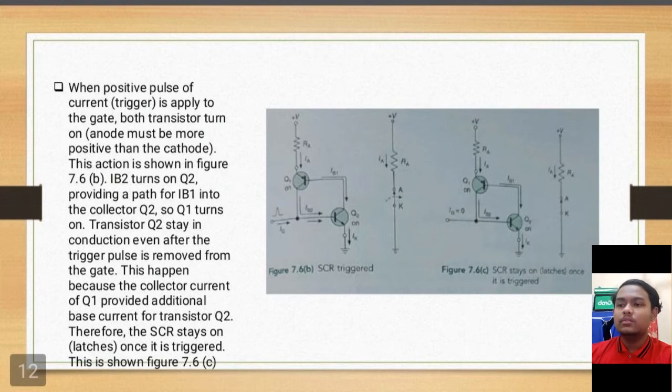IB2 turns on, providing a part of IB1 into the collector of Q2, so Q1 turns on. Transistor Q2 stays in conduction even after the trigger pulse is removed from the gate. This happens because the collector provides additional base current for transistor Q2. Therefore, the SCR stays latched on. It is triggered.